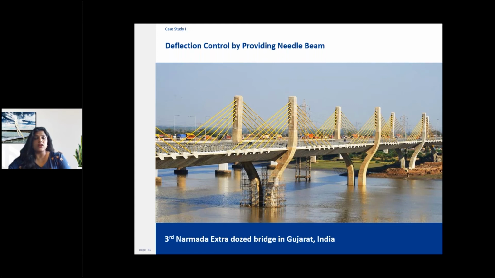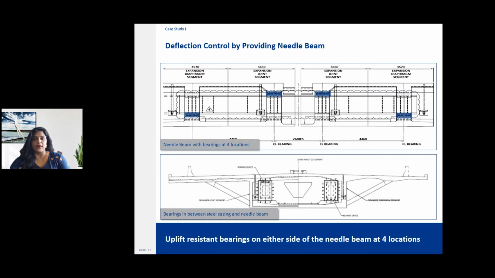Here, a needle beam is inserted into the steel casing, which stretches from one side of the hinge point to the other. Between the steel casing and the needle beam, bearings are positioned. The location of the bearings are highlighted in blue, which you can, I'm sure, see on your screens right now. As you can see, these bearings are provided at 4 locations and are required to cater to frequent uplift in service condition. Generally, in these conditions, the height of the bearings are restricted to about 200 mm due to space constraints.